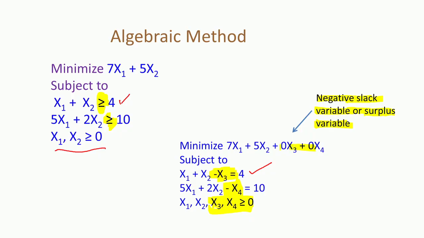Just as in the previous example, the negative slack or surplus variables do not contribute to the objective function, and therefore they contribute a 0 to both x3 and x4. We now go on to solve this system that minimizes 7x1 plus 5x2 plus 0x3 plus 0x4 subject to x1 plus x2 minus x3 equal to 4, 5x1 plus 2x2 minus x4 equal to 10, x1, x2, x3 and x4 greater than or equal to 0.